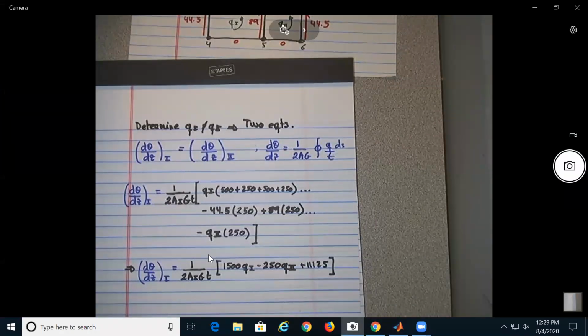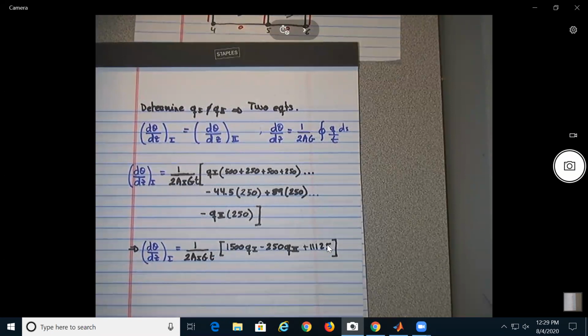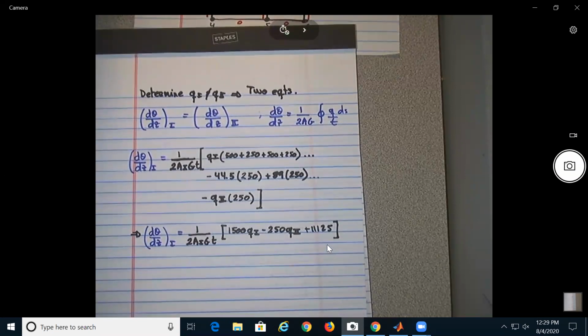Okay, so after doing the calculations by hand over here, we find out that this is 1500 Q1. This is easy, minus 250, and these two terms. Actually, you see this one is half of this one, no? So we can just do 44.5 times 250, and that gives us 11,125. All right, to give some numbers over here.